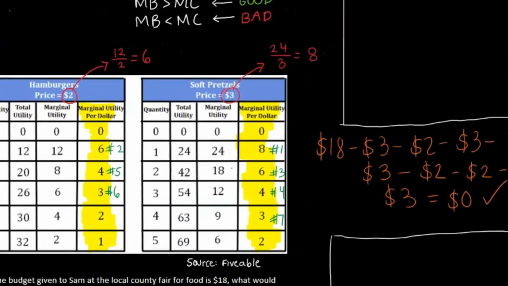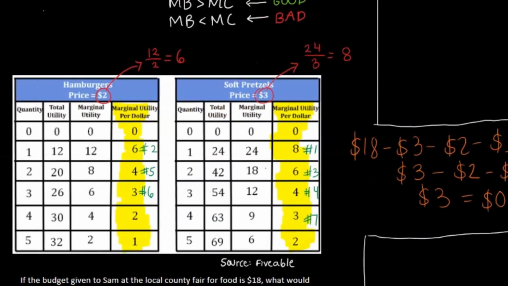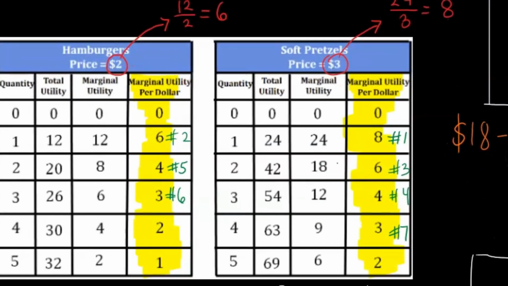So if I have $18, I spend $3. Now I have $15. Okay, now if I'm looking at the other numbers, the second biggest number is 6, right? I can either eat my first hamburger or buy my second pretzel. Okay, both will give me 6 marginal utility per dollar, so it really doesn't matter which one I do. And I'm just going to keep doing this until I spend all of my money, right? I do this entire process, right?